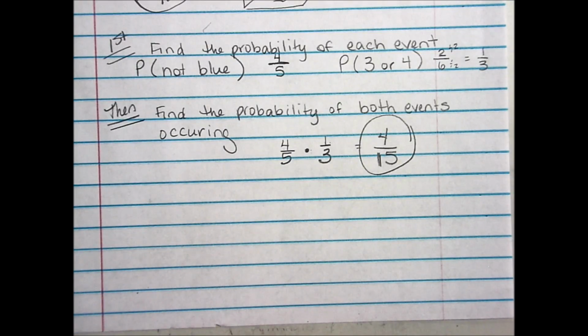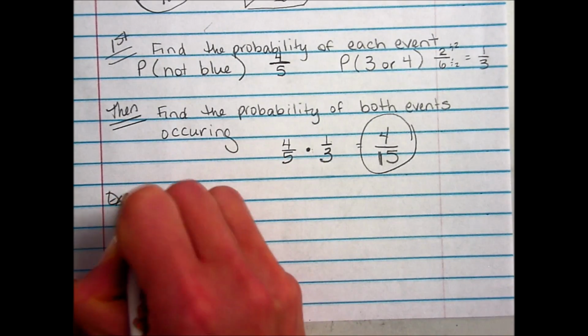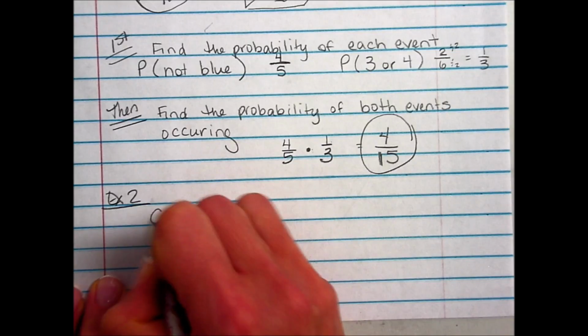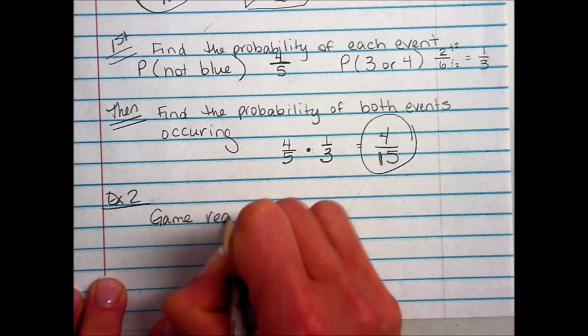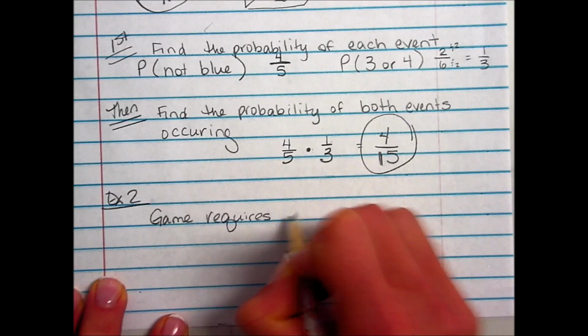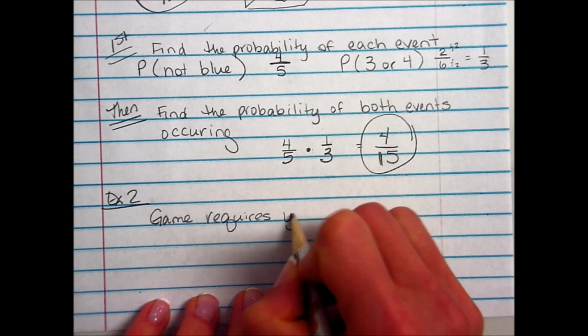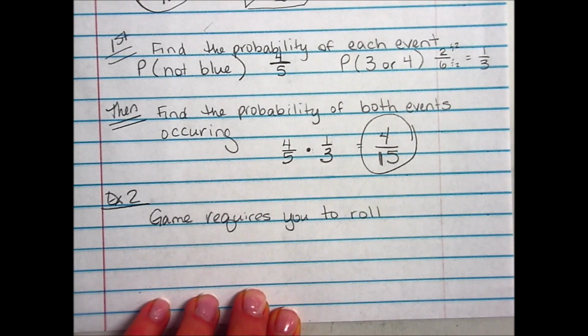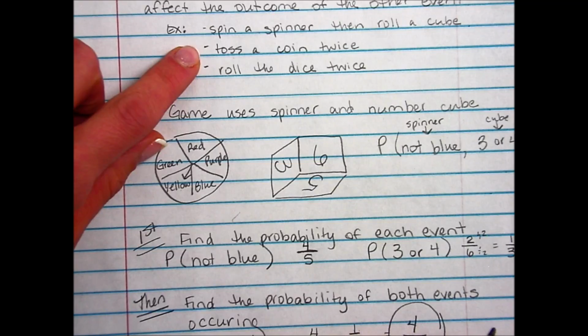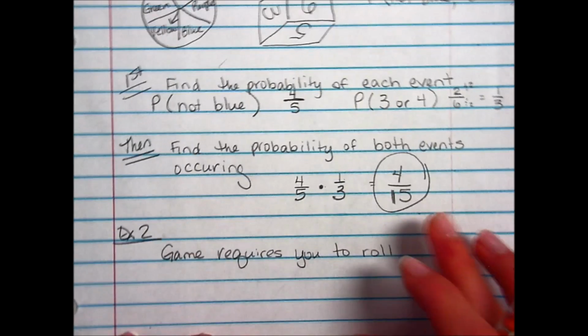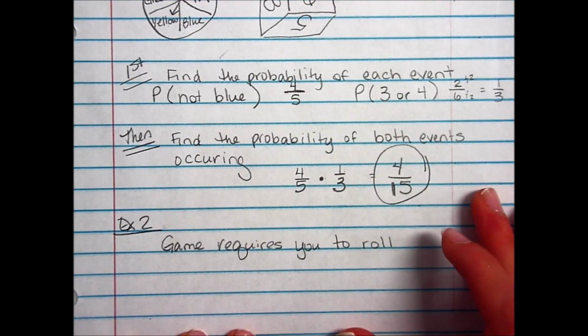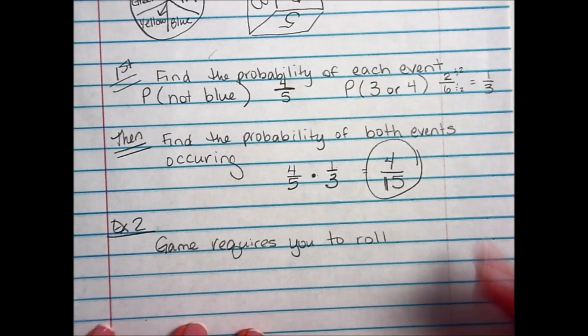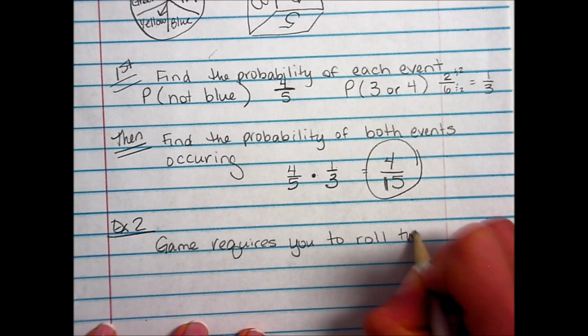Okay, so on our next example, we have another game, but this time we've got 2 number cubes. Independent or dependent? Because you have to look back here on our examples on what types of events are independent. And you'll see some dependent examples in a minute, and you'll see the difference. All right, so in this game, it requires you to roll 2 number cubes.